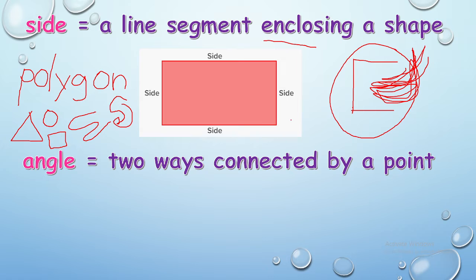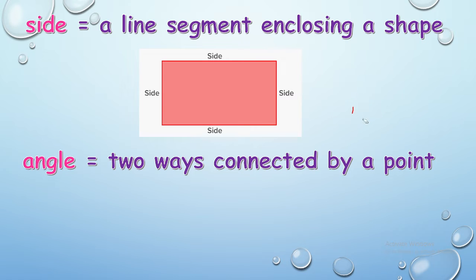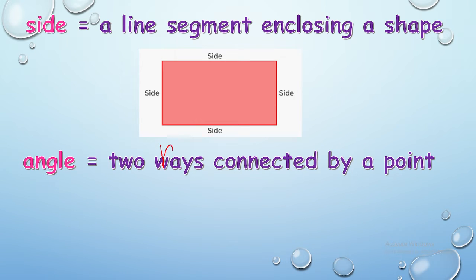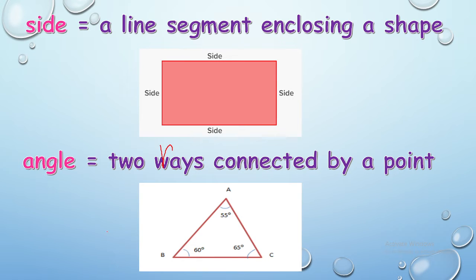Okay, next, let's talk about angle. When you say angle, two rays connected by a point. It means this one should be ray, no? This one is not correct. It should be R. Two rays connected by a point. When you say ray, it looks like this. You have the dot, you have one line. This one is a ray. So for example, this one is the dot. You have one line going here, and then one line going here. This one you have one angle. This one is the angle.